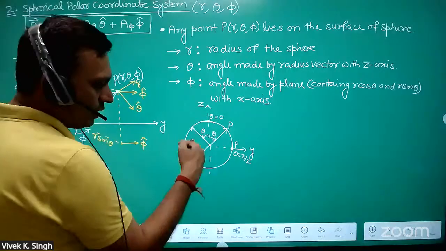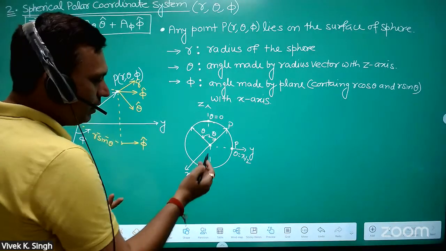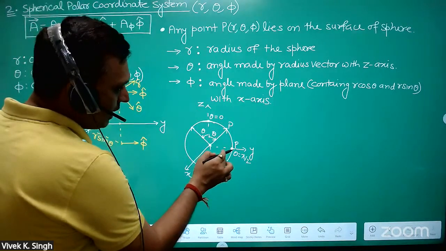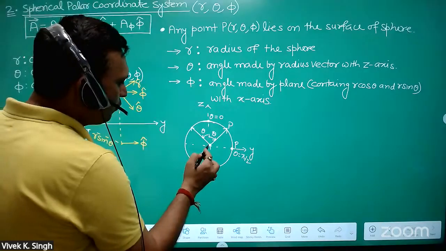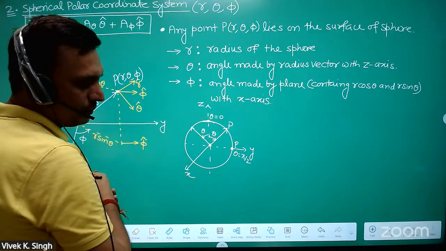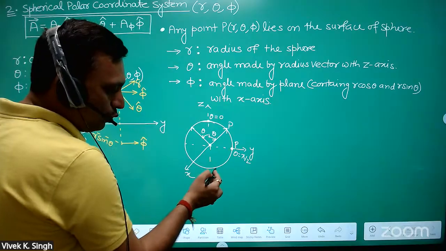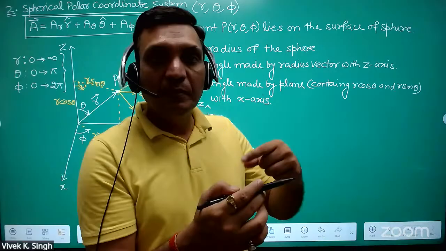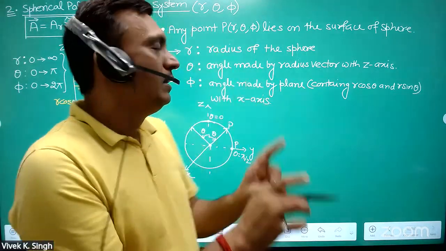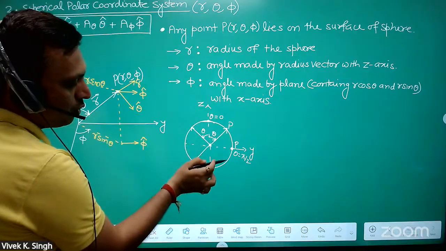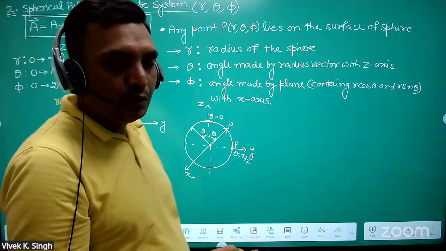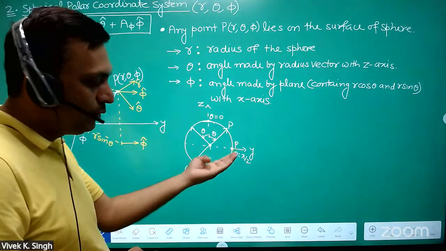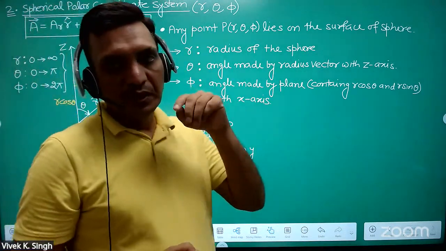Whether you are this side or this side, both are symmetrical. This is also positive theta, this is also positive theta. So whether you are moving from this side to this side, 0 to pi by 2, or from this side to this side, 0 to pi by 2, same symmetry is there. And then from pi by 2 to pi, you will cover the lower hemisphere. So because of the symmetry of theta, that is the angle between two lines, theta varies from 0 to pi. 0 to pi by 2, you will cover the upper hemisphere, and pi by 2 to pi, you will cover the lower hemisphere. Is it clear?